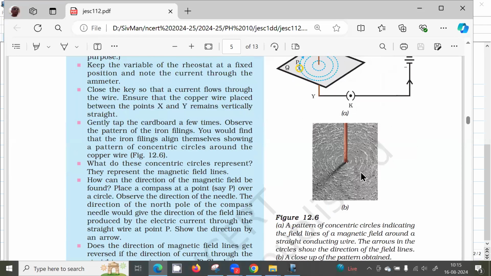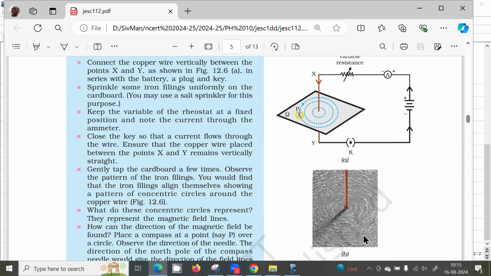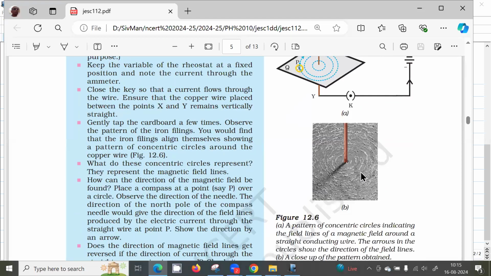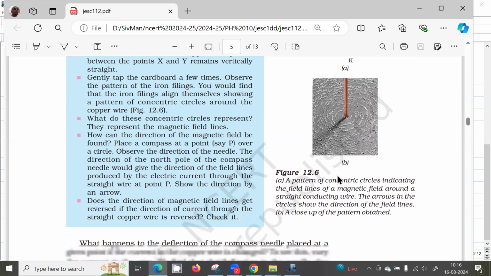If you put iron filings around this conductor, once the current passes, there will be a magnetic field, and these small filings will behave like small induced bar magnets. So they align in a circular pattern.